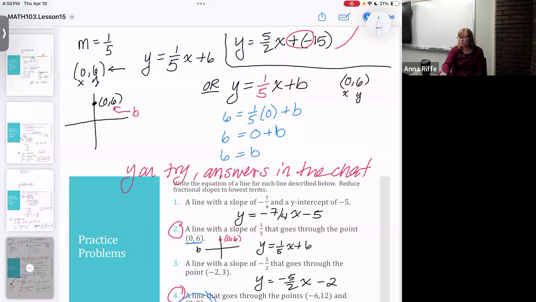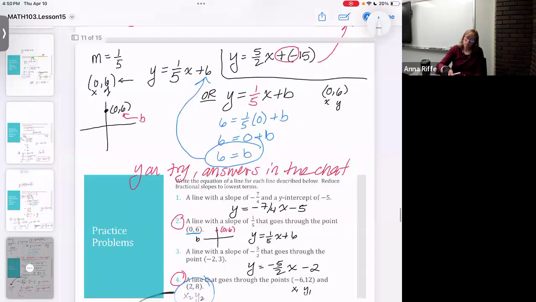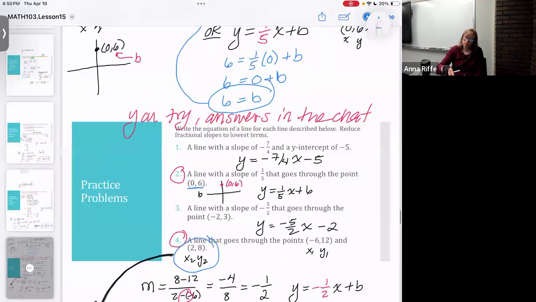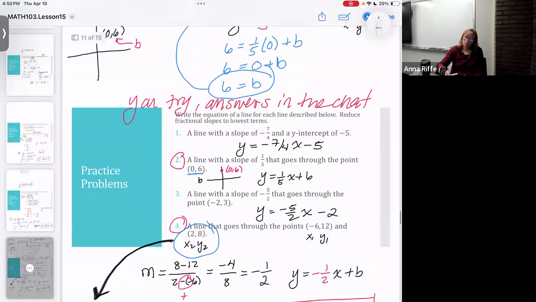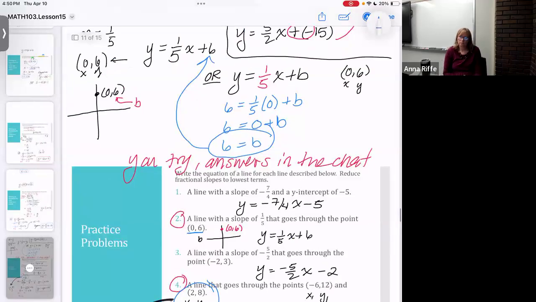So that is an alternative way to find the y-intercept for that particular equation. We already knew the slope. We could just plug in that xy pair to find the y-intercept instead of graphing. Questions on that one? Is that making sense? Yeah, okay, awesome. Other questions?